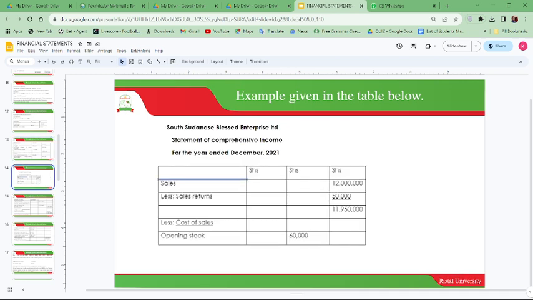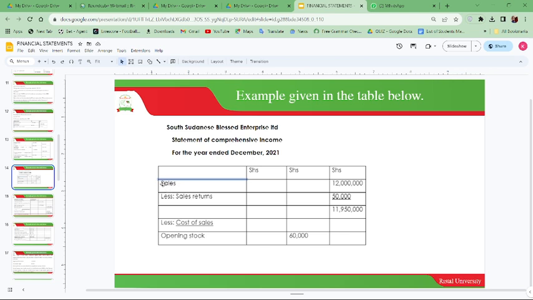So South Sudan Blessed Enterprise Limited statement. What are you preparing? Statement of comprehensive income, and for which year? For the year ended December 2021. Usually the statement of comprehensive income is prepared at the end of each financial year.